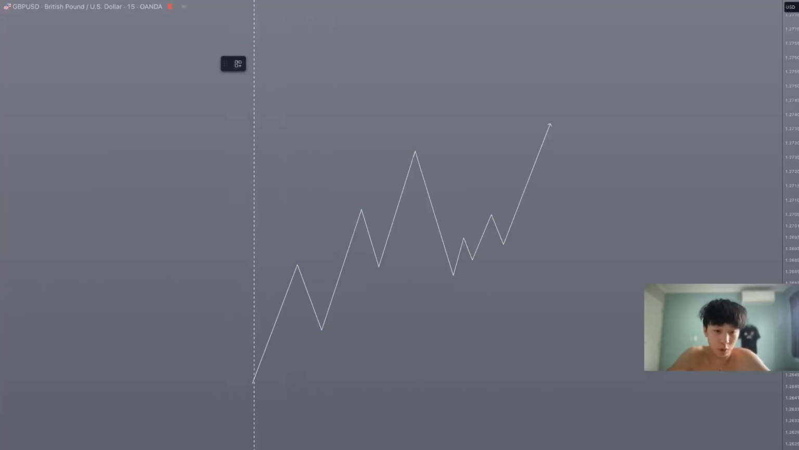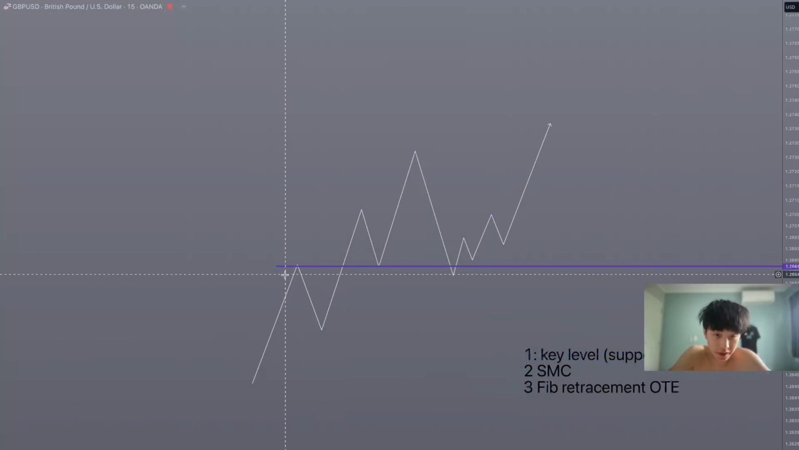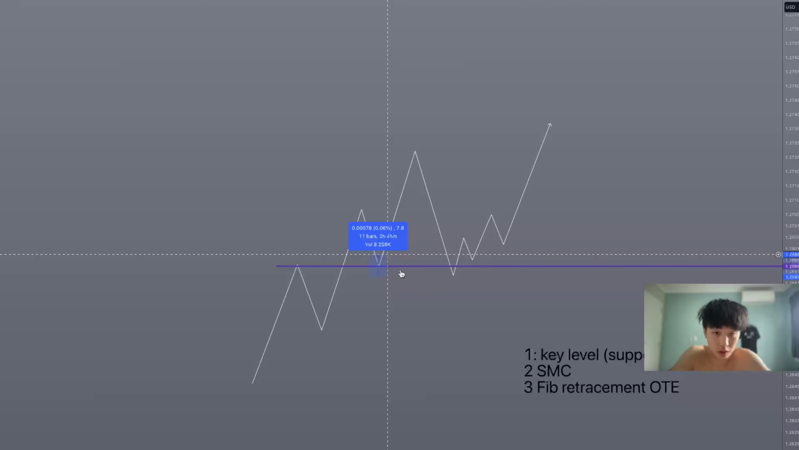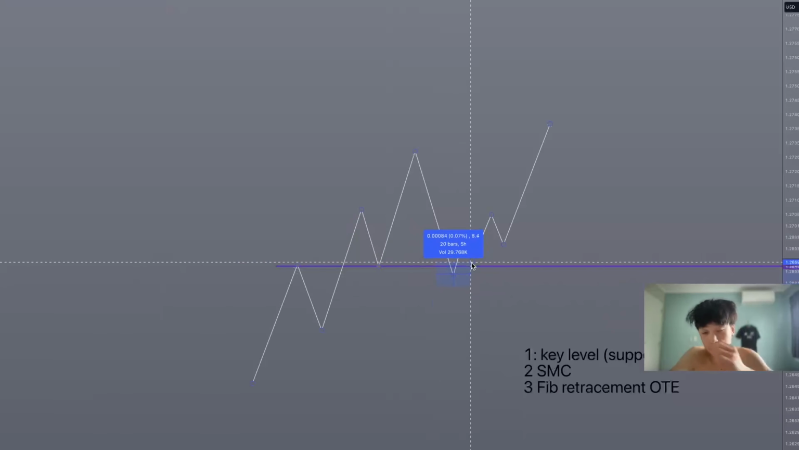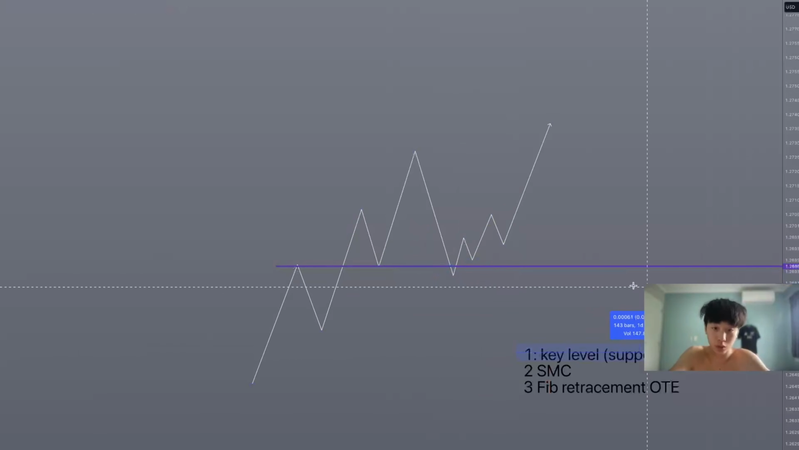What's the first thing that we wanted to look for? First thing was that key level of support and resistance. So we can see right here that it's used as resistance, that it gets flipped into support, and now it's bouncing off this key level once again as support. So cool. First thing ticked off, we got a key level.